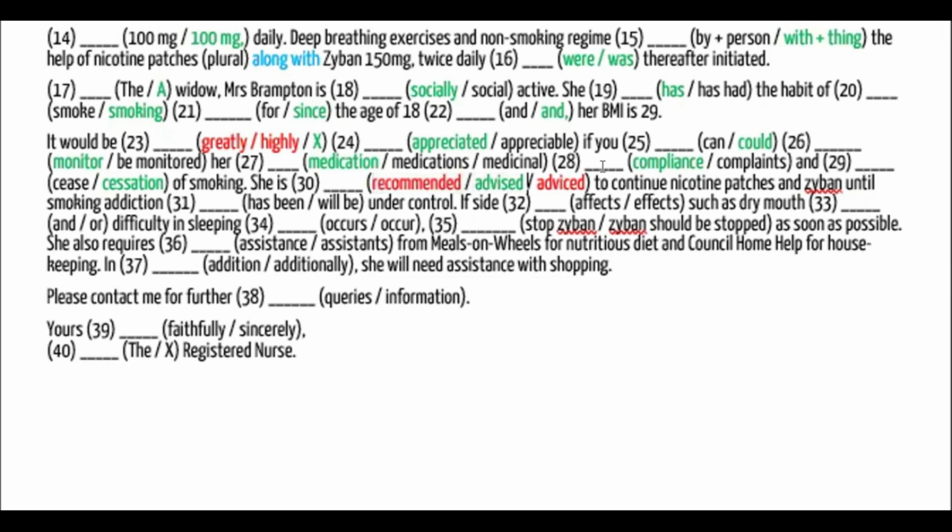Fine. To continue: nicotine patches and Zyban until smoking addiction has been, will be. Although you are thinking about the future tense, it is has been only. You may be a little bit shocked here. If you write will be, it is grammatically wrong, but they will ignore your mistake. Those who have written has been only will get the score here, others will not. But for your understanding, will be is okay.